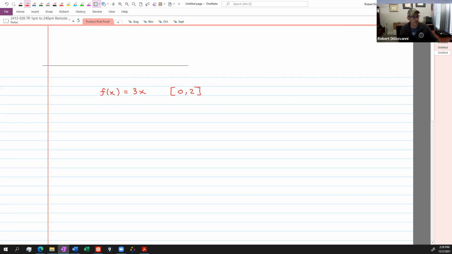I'm going to draw this for you real quick. This function, if you plug 0 in, you get 0. And if you plug in 2, you get 6. And it's a straight line, isn't it? 3x is a straight line. So it's this right here. That's the function looking just on that interval.